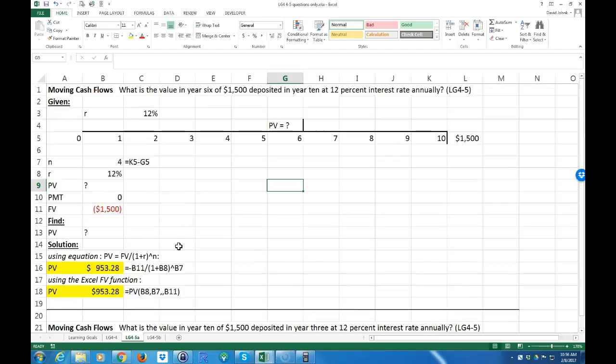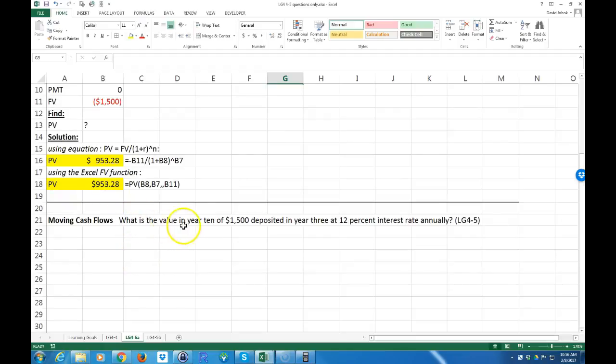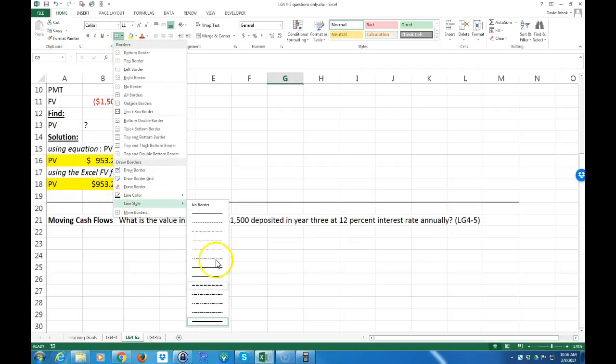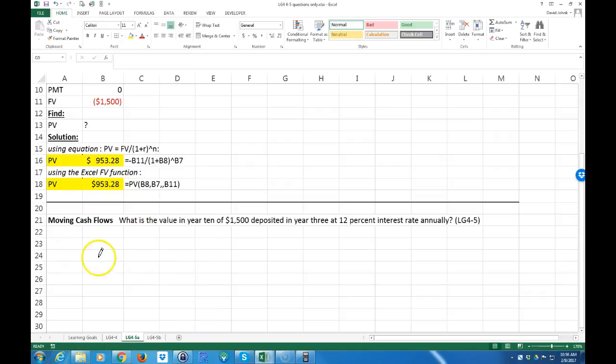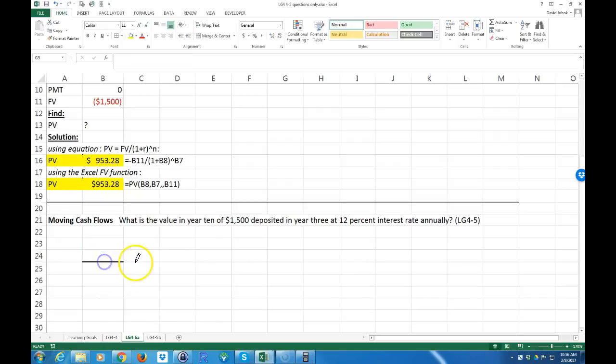let's do another one. So it says what is the value in year 10 of a $1,500 deposit? It's a $1,500 deposit in year 3 at 12%. So again, we have 10 years. So I'm going to go ahead and draw this one. So we can go, I guess we'll start here. 1, 2, 3, 4, 5, 6, 7, 8, 9, 10 years.